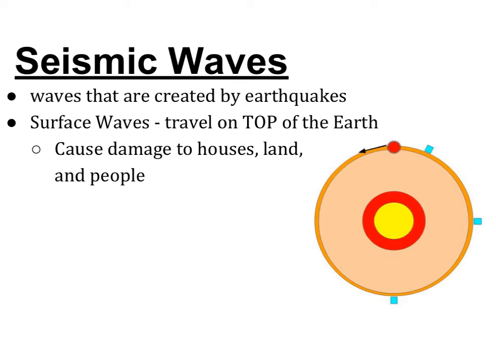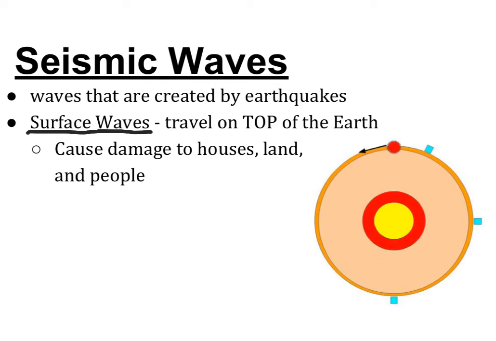So before we talk about that, let's get the basics down about what these seismic waves are, okay? Seismic waves, we said, are created by earthquakes, right? And surface waves are waves that travel on top of the earth. So there are actually two different types of waves. We have these surface waves, and then we also have body waves. You can see that on your input page, right?